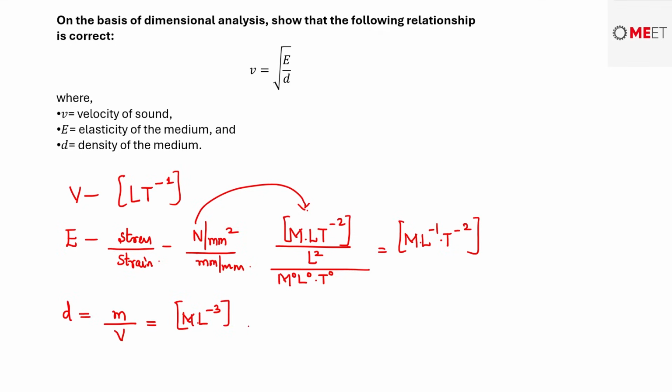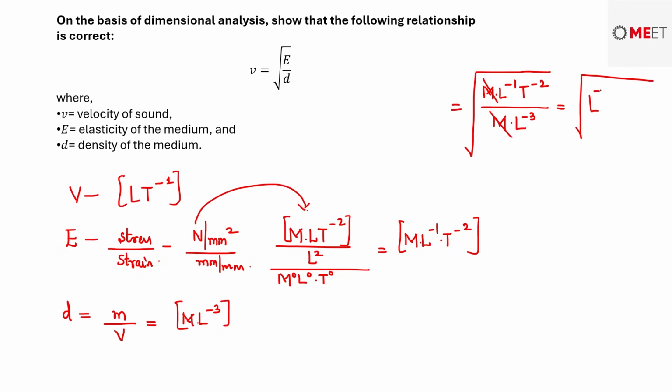Now we need to substitute these two dimensional formulas in the above equation. That is, under root over m L power minus 1 T power minus 2, divided by m L power minus 3. M and m will get cancelled. This will be root over L power minus 1 plus 3 into T power minus 2.